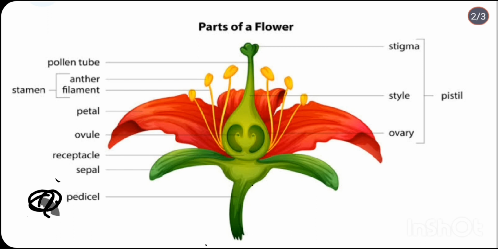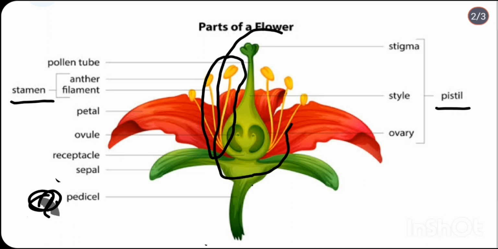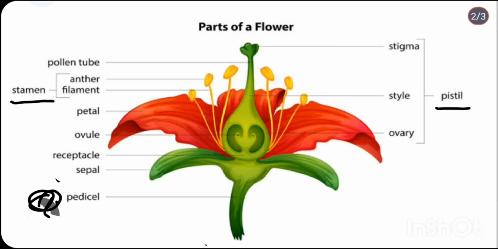Next, we have two main reproductive parts of the flower, that are stamen and pistil. So, as you can see here, these yellow strands, these are known as stamen, and this main swollen part, as you can observe here, this green part, yes, this part you can see here, this is known as pistil. Now I'll tell you the process of pollination.